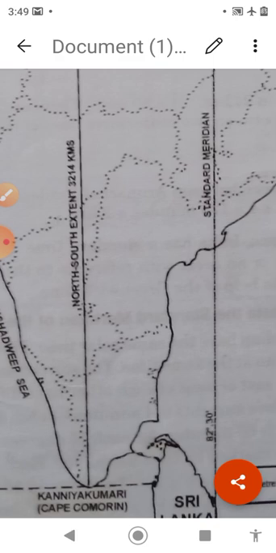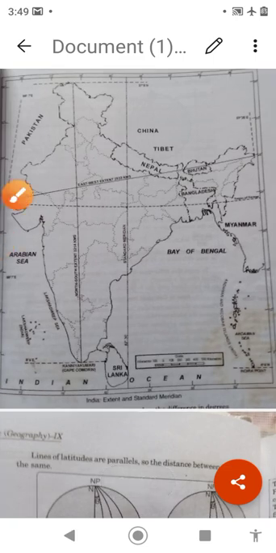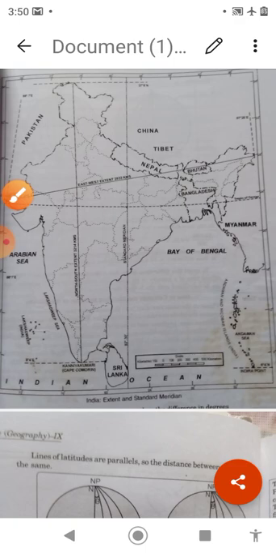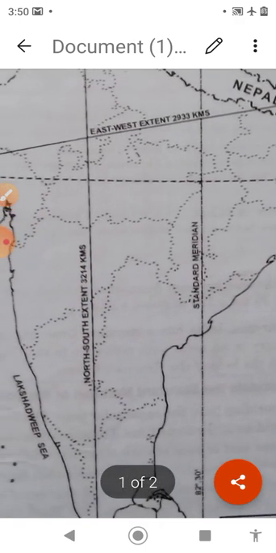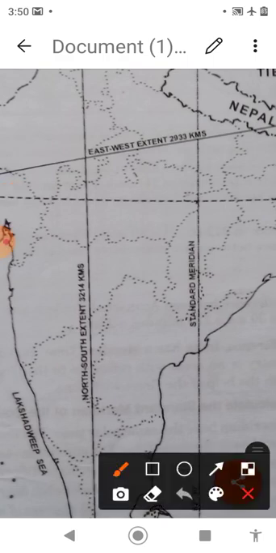Another question you may be getting is: state the degrees of longitude of the western tip of India lying in Kutch and the eastern tip of India lying in Arunachal Pradesh. I have told you, with regard to Kutch that will be 68 degree 7 minute east, and with regard to the eastern tip that is 97 degree 25 minute east. And with regard to the east-west extent of our country in terms of kilometer, you can see here, it is 2933 kilometer. This is the east-west extent of our country.